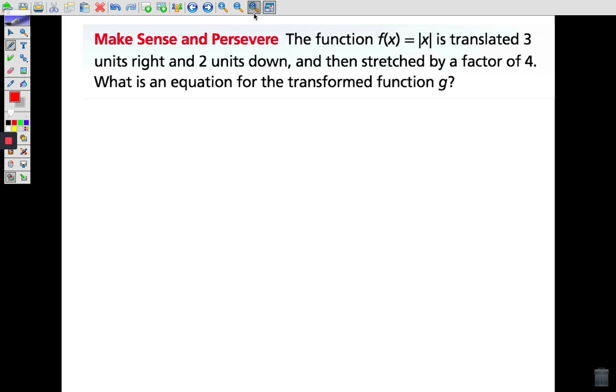One more before we get started on just our homework problems. The function f of x is equal to the absolute value of x is translated 3 units right and 2 units down, and then stretched by a factor of 4. What is an equation of the transformed function g?